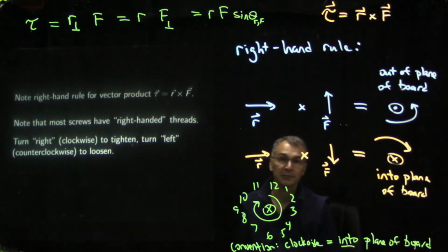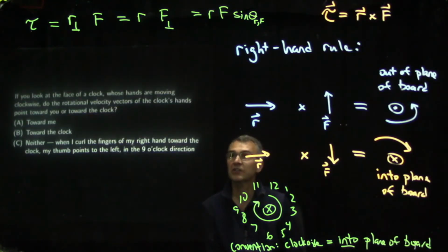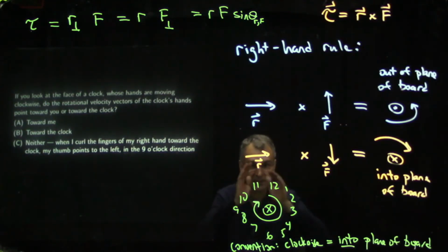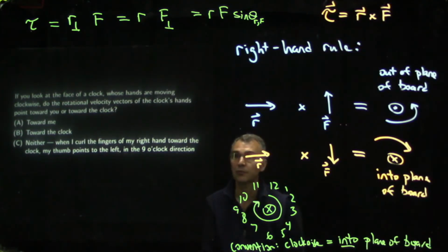common but incompatible. If you look at the face of a clock whose hands are moving clockwise, do the rotational velocity vectors of the clock's hands point toward you or toward the clock? Well, they point toward the clock. I'm looking at the clock, they point toward the clock. So the clockwise direction is into the plane of the board by convention.